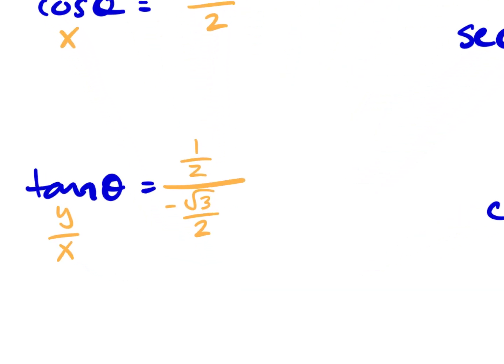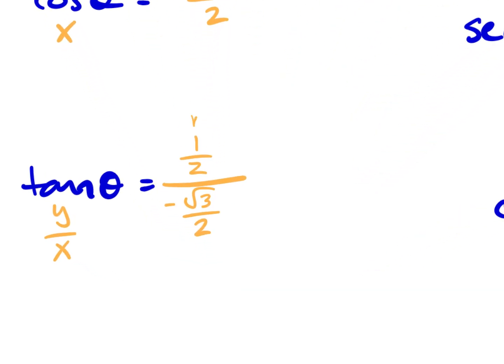What do we do when we have a fraction and a fraction? Keep, change, flip. Keep the top, change to multiplication. We're going to flip the bottom to negative 2 over square root 3. We have a 2 on the top and the bottom, so we can cancel those out, and we're left with negative 1 over square root 3. Now again, it doesn't matter where the negative is, just don't forget about it.